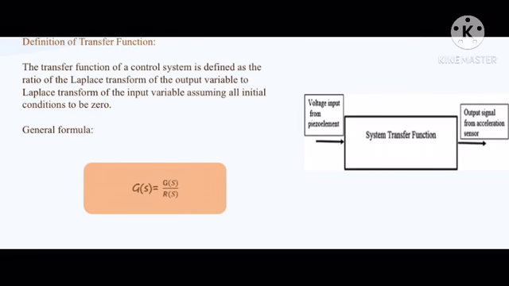Definition of transfer function. The transfer function of a control system is defined as the ratio of the Laplace transform of the output variable to the Laplace transform of the input variable, assuming all initial conditions to be 0. So in the red box we can see that is the general formula for the transfer function.